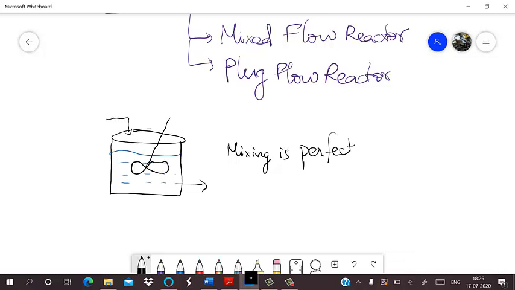When I say mixing is perfect, it means at every point of this reactor, I take some random points, at every point of the reactor, the composition is the same at a given time. We know the reaction is happening inside the reactor, which means the composition is changing with respect to time, but not with respect to space. So any point inside this reactor will have the same concentrations throughout at a given point of time.